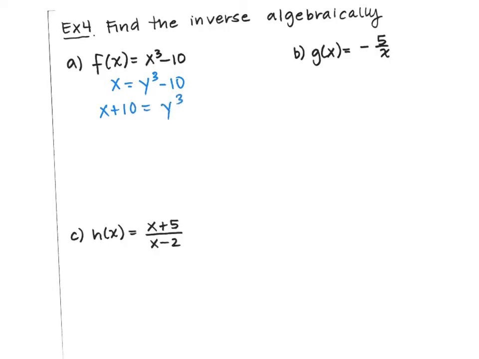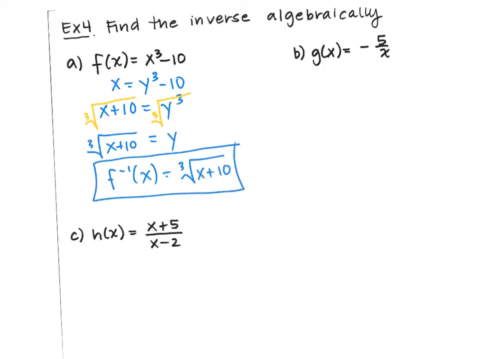Okay, and then to cancel the third power, I'm going to do the third root. So then I get y equals the third root of x plus 10, but I'm really trying to express that this is the inverse of f. So f inverse of x equals the third root of x plus 10. There is no domain restriction, but you wouldn't need to state it unless it specifically asks you to. Okay, I'm going to do the same thing for b.